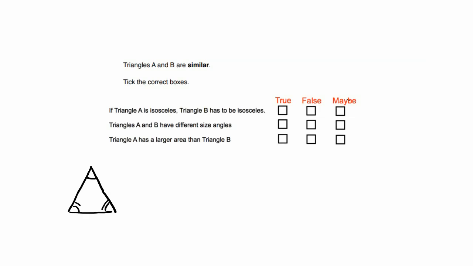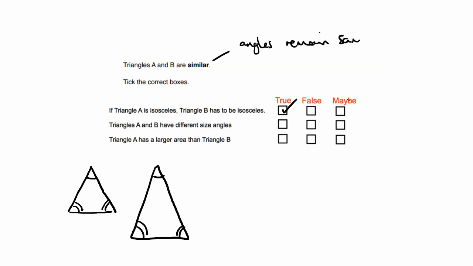And we would see that in fact we always have the same angles within similar shapes. So the lengths change, but the angles always stay the same. So kind of phrasing that, say angles remain the same in a similar shape. So we've just shown that that one's false. They have different size angles. Nope, they stay the same.